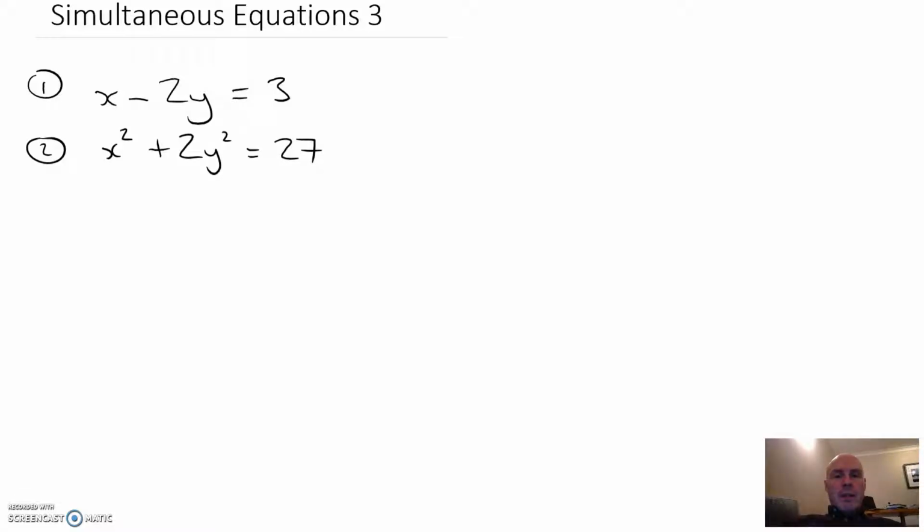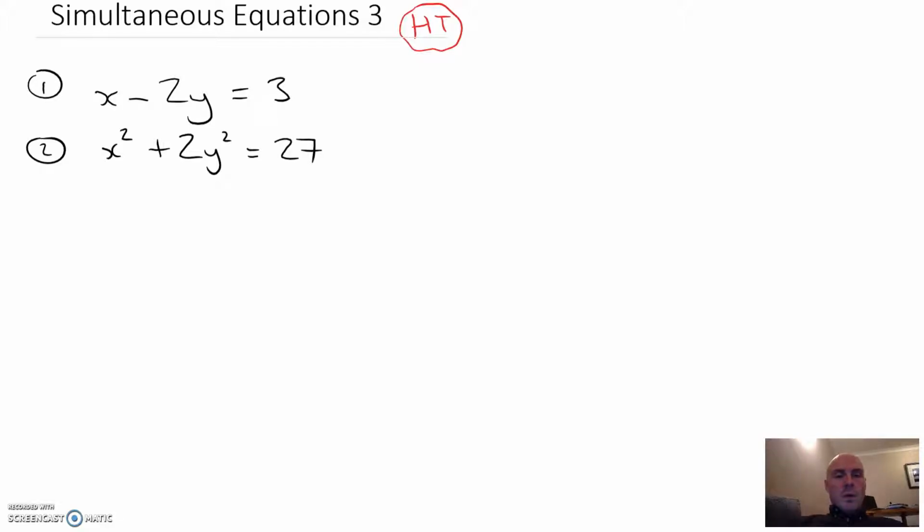Hello! Okay, third in series on simultaneous equations. Right, now this one is pretty much higher tier only. Okay, so if you're doing the higher tier paper, you may be faced with these nasties, but they're good fun.